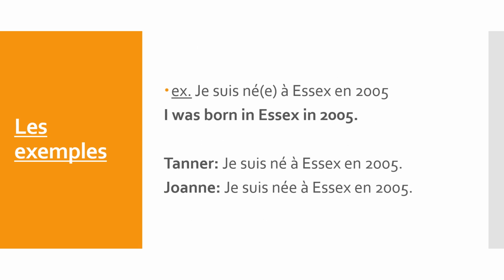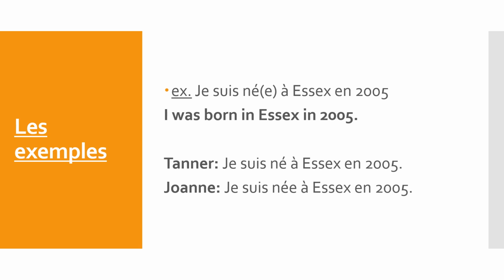Let's take a closer look at this example. Je suis né à Essex en 2005. I was born in Essex in 2005. As you can see, I put an E in brackets because I'm not sure if the je is referring to a guy or a girl.